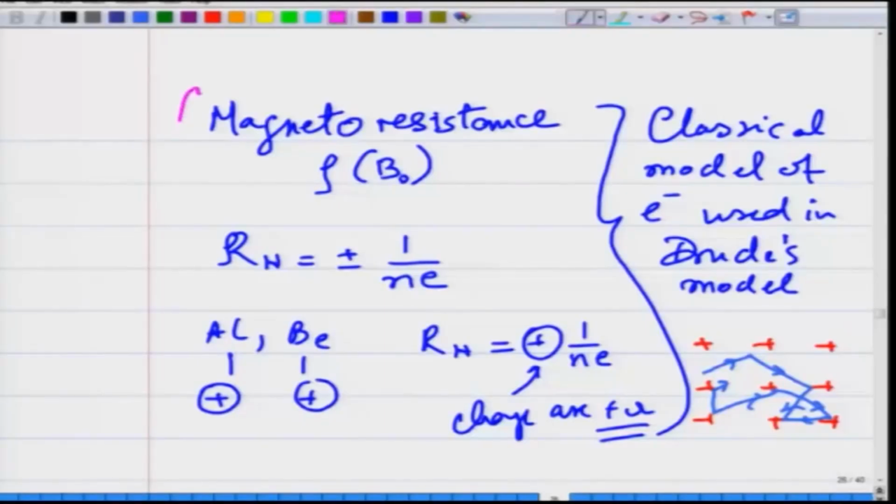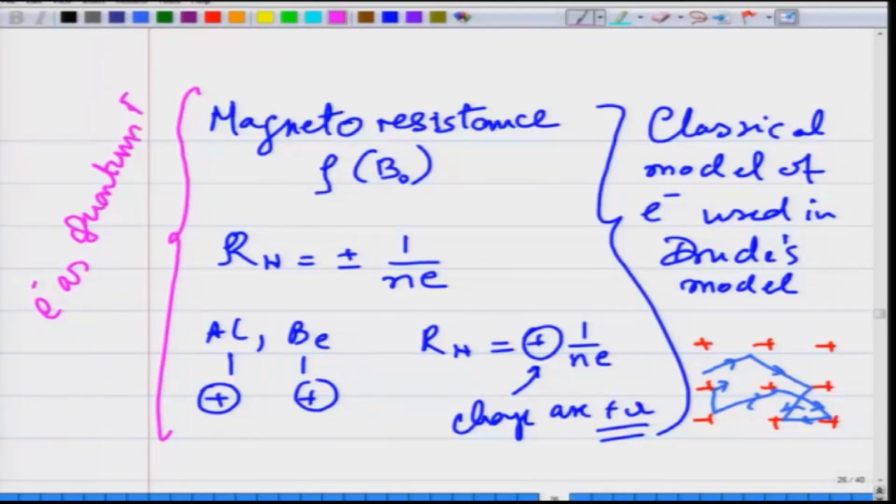You have no alternative but to consider electrons as quantum entities, and you have to use quantum mechanics to even try and understand some of the basic, the simplest of some of these effects, which we will do subsequently. So, there are certain limitations of this model, of the Drude's model. Primarily it considers the electron as a classical object, and then uses kinetic theory arguments to understand the behavior of the electron.